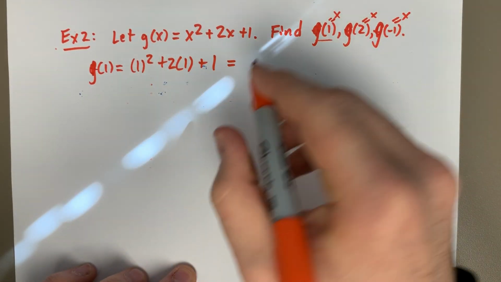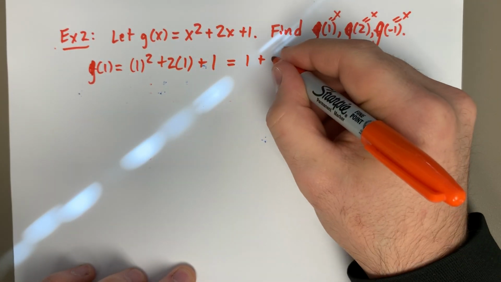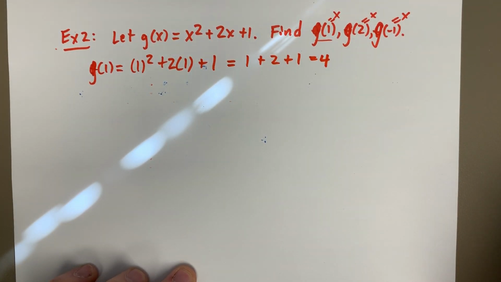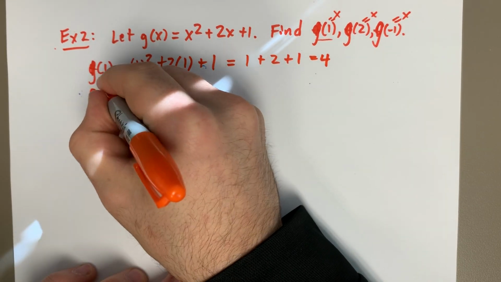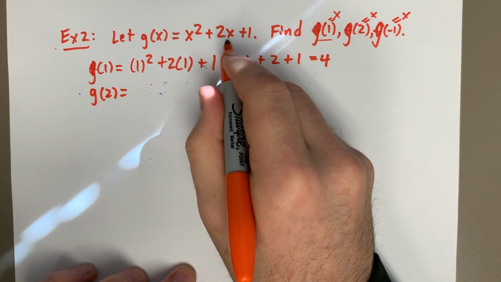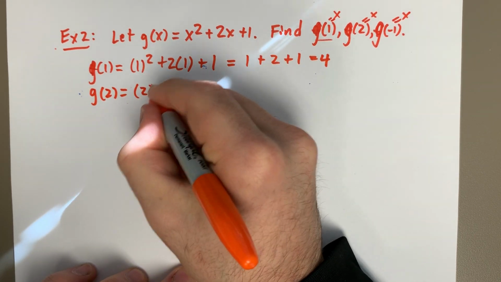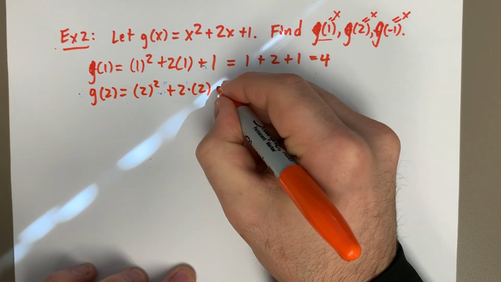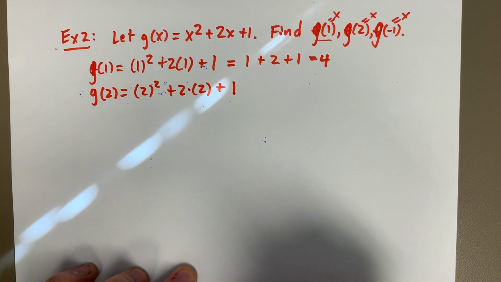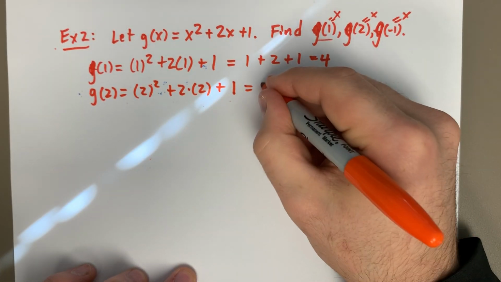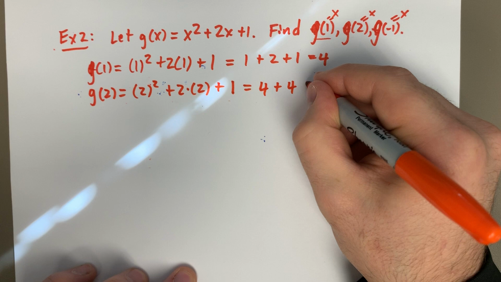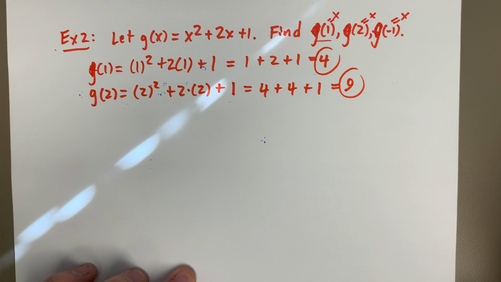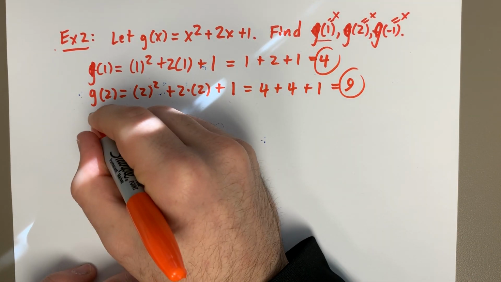So g of 1 is equal to this. 1 squared is just 1. 2 times 1 is 2. And we're adding 1. So this is equal to 4. Okay. Now looking at g of 2. Every place I see an x, I'm going to replace it with a 2, and I'm going to use parentheses to do it. So I have 2 squared plus 2 times 2 plus 1. Okay, simplify. So 2 squared is 4 plus 2 times 2, which is 4, plus 1. So this gives me 9. I'll circle my answers here. 4 and 9.